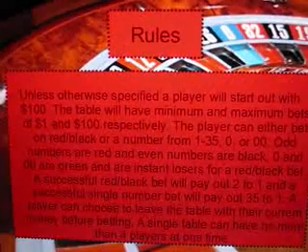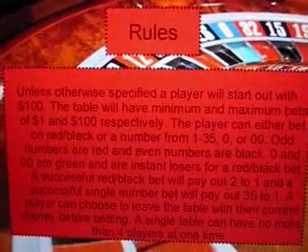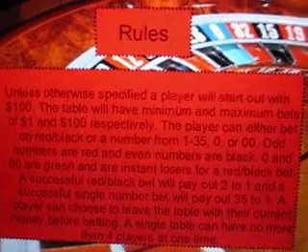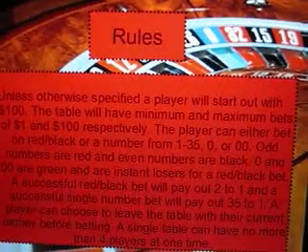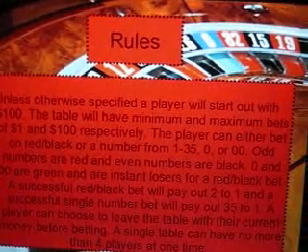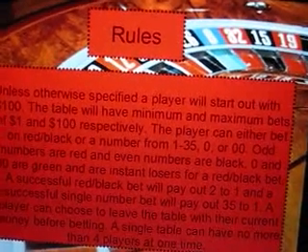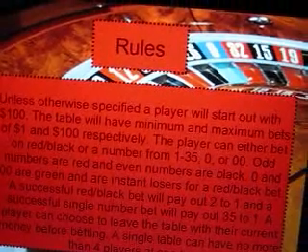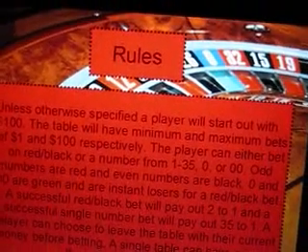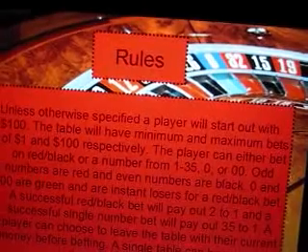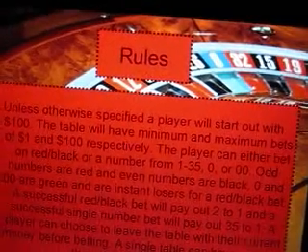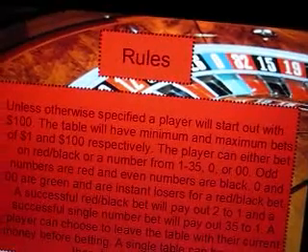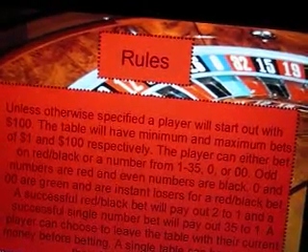Rules. Unless otherwise specified, a player will start out with $100. The table will have minimum and maximum bets of $1 and $100 respectively. The player can either bet on red, black, or a number from 1 to 35, 0, or double 0. Odd numbers are red and even are black. 0 and double 0 are green and are instant losers for a red-black bet. A successful red-black bet will pay out 2 to 1, and a successful single number bet will pay out 35 to 1. A player can choose to leave the table with their current money before betting. A single table can have no more than 4 players.